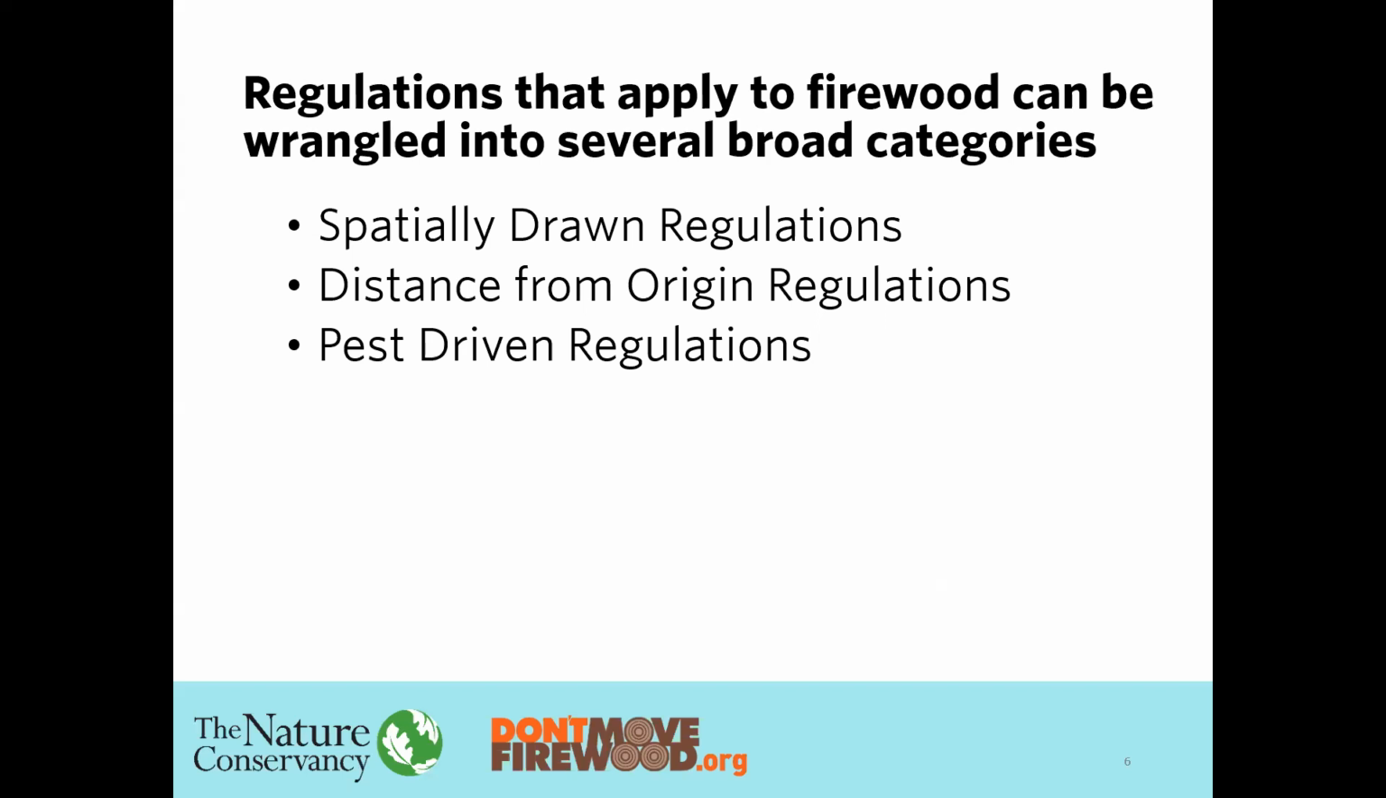There's spatially drawn regulations, like the ones that we were just looking at for spotted lanternfly, where the boundaries of those are geopolitical in some way. In the case of spotted lanternfly, it's states and counties. There's distance from origin regulations. These are less common, but they're very important because they're actually very scientifically valid. We know exactly why these could work if they were properly adhered to. New York State has a distance from origin regulation that we'll talk about.